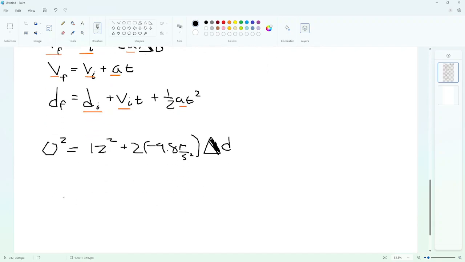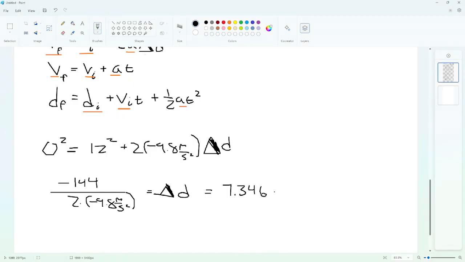I'll go ahead and isolate change in distance, and what we'll get is negative 144 divided by 2 times negative 9.8 is equal to change in d, or displacement. The solution then is equal to 7.34694 meters.